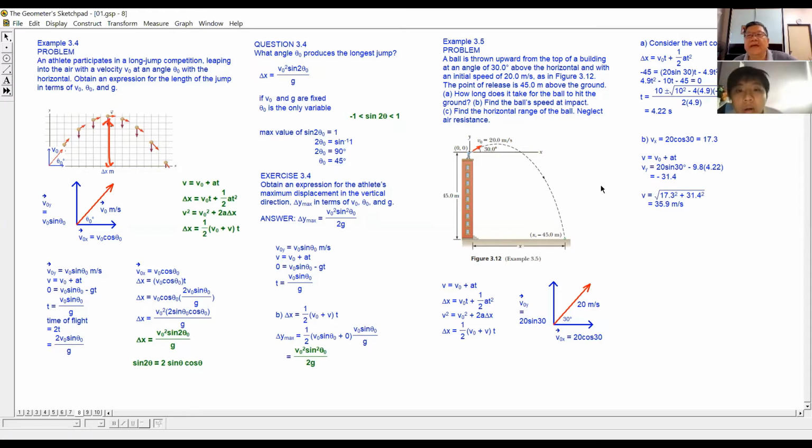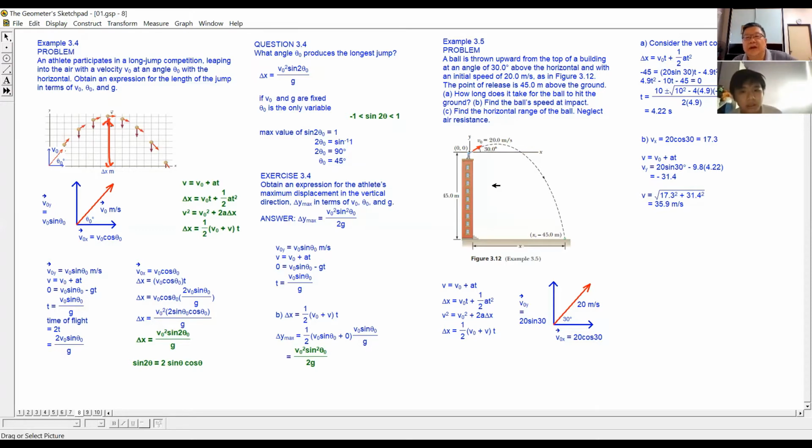A ball is thrown upward from the top of a building at an angle of 30 degrees above the horizontal and the initial speed of 20 meters per second, as in figure 3.12. The point of release is 45 meters above the ground. A. How long does it take for the ball to hit the ground? B. Find the ball speed at impact. C. Find the horizontal range of the ball. Neglect air resistance.